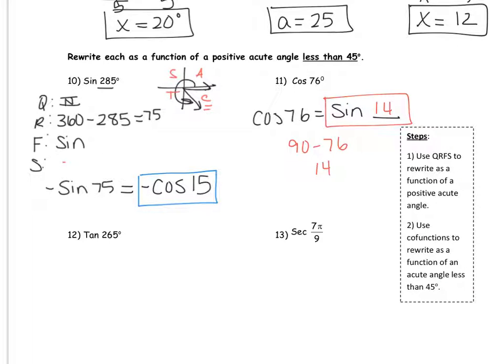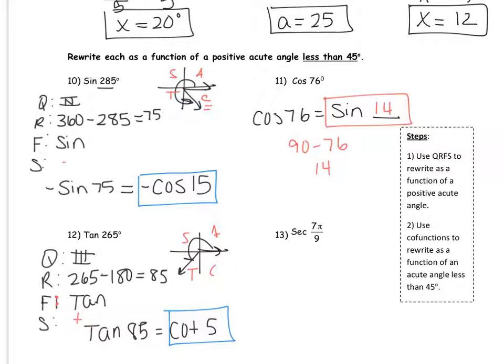Okay, why don't you see if you could do number 12 on your own? Model number 12 just like we did number 10, and hit resume for the answer. No cheating. Okay, here's your answer. Just to review, I have quadrant 3, 265 ends in quadrant 3. My reference angle is 265 minus 180, which is 85. Tangent's positive there, so the answer for positive acute is technically tangent of 85. But that's not less than 45 degrees, so we have to use cofunctions. So cofunction is cotangent of 5. 85 plus 5 gives me 90.